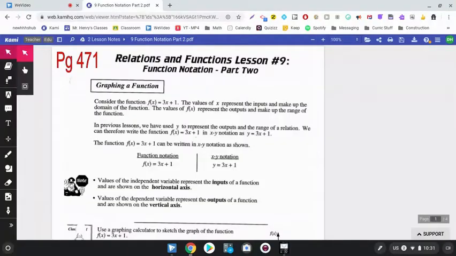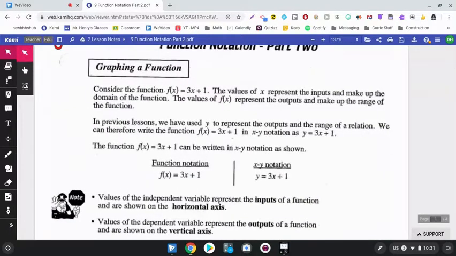Page 471, jumping in. And we're going to look at function notation just a little bit more. This is a really short lesson, and then we're actually going to jump ahead in the book and do another example, and then we'll do some homework, and then we'll be done for the unit, aside from a little bit of review. So what we're going to talk about is function notation when it comes to a graph.